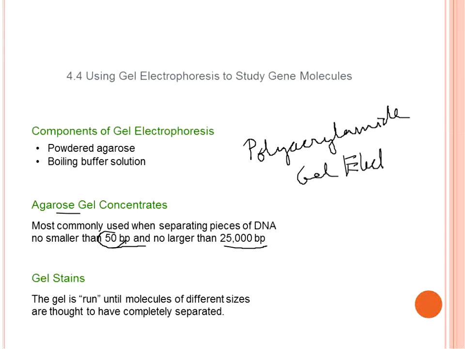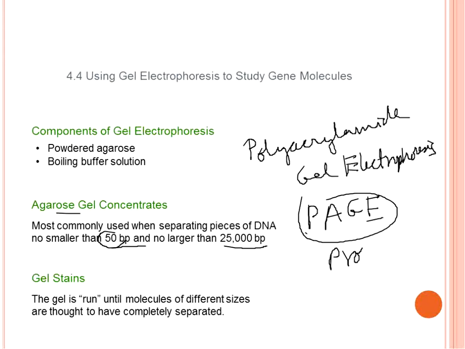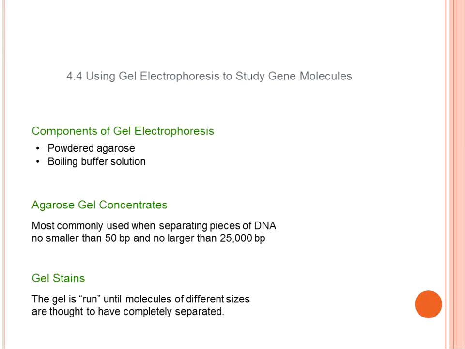We call this type of gel electrophoresis PAGE, polyacrylamide gel electrophoresis. PAGE is used for small DNA molecules and also for separating proteins. But for now, we are going to be focusing on agarose gels, for DNA molecules greater than 50 and less than 25,000 base pairs.